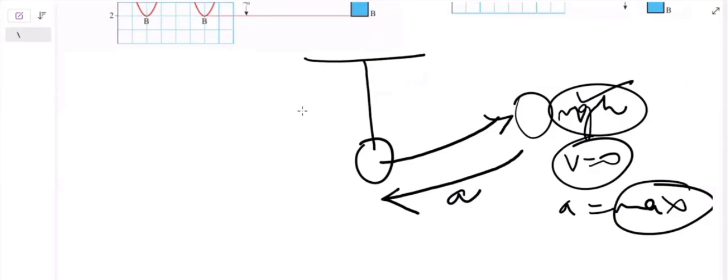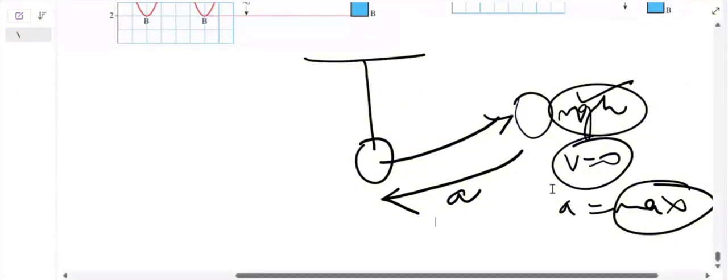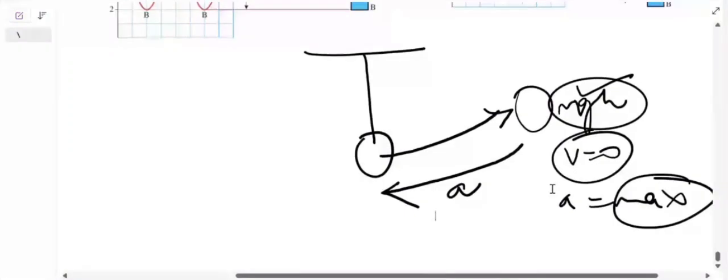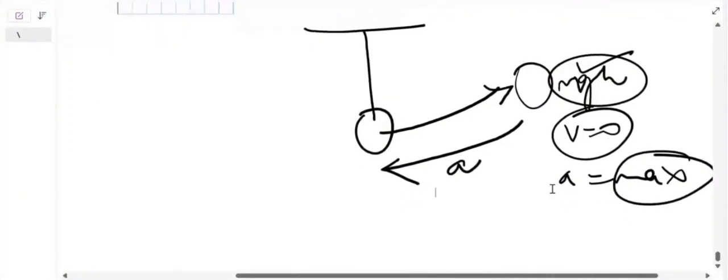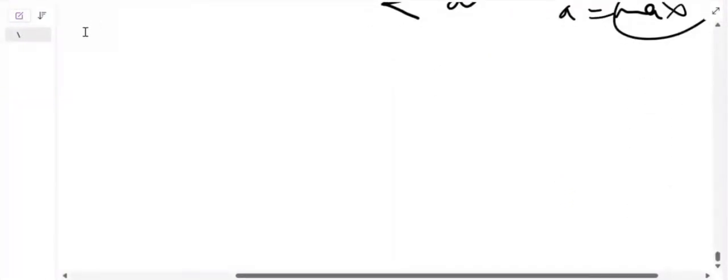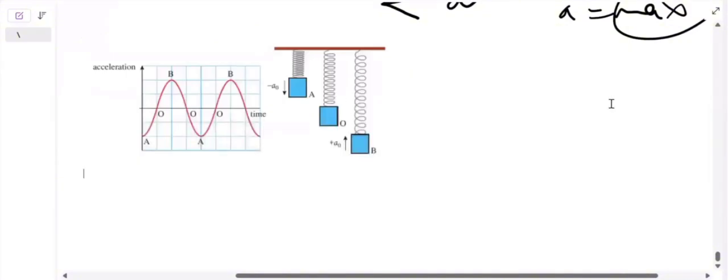Akshita, are you there? Akshita? Ma'am? Yeah. Hello, ma'am. Yeah. Audible. Relax. So, okay, did you understand the graph now?